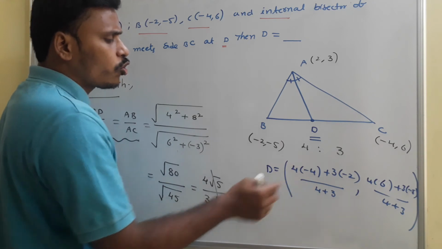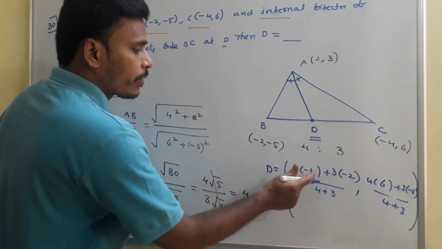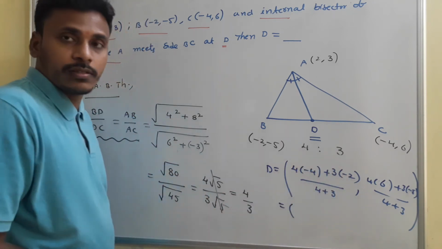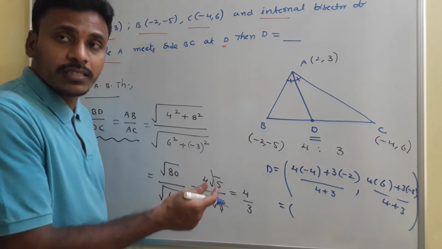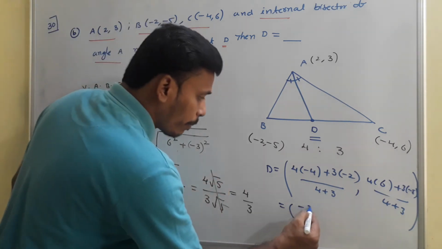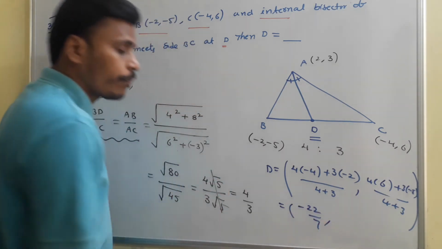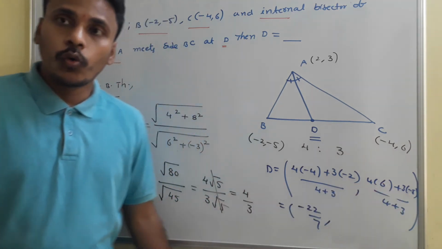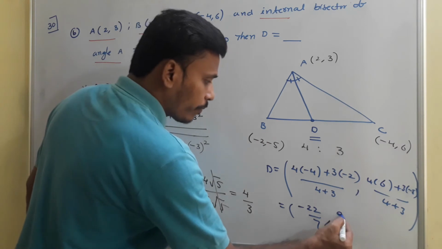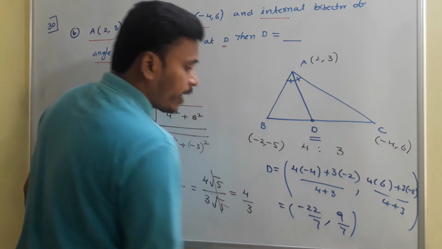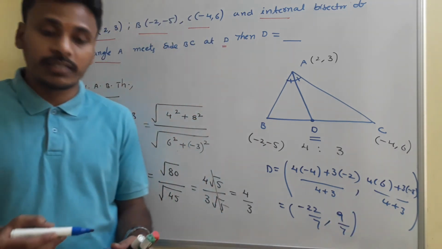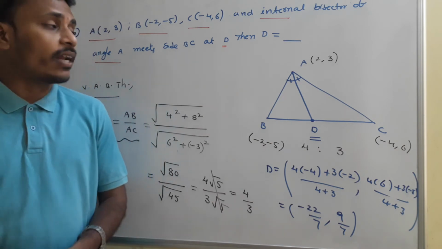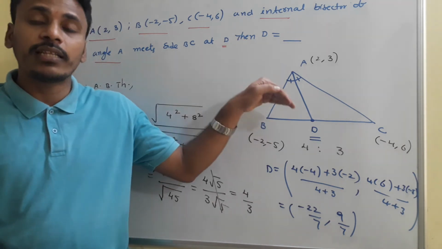See, again you just do your calculations, right? -16 and -6. -16 minus 6 is what? -22. -22 by 7, comma, there. 4 sixes are 24, minus 15. 24 minus 15 is 9 by 7. So -22 by 7, comma, 9 by 7 is the point where that internal bisector is meeting the side BC.